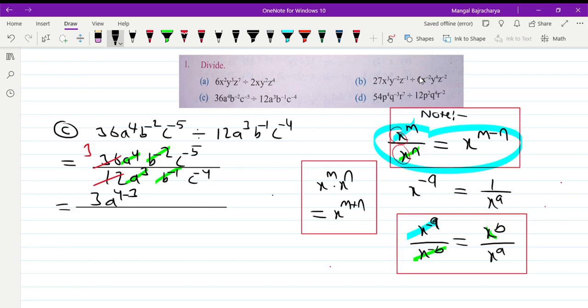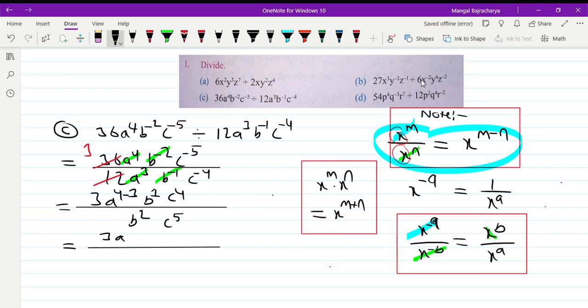So b power minus 2 you see in the numerator, so you bring it down to turn it into positive. And similarly b power minus 1, you see in the denominator, so we bring it above into the numerator to turn it into positive. And c power minus 5 you see above, so you bring it down and turn it into positive. And same with c power minus 4 below, so we bring it above to turn it into positive. So this way we get there.